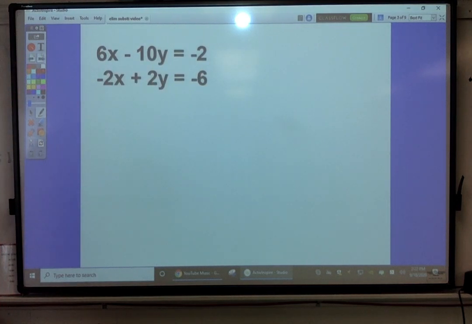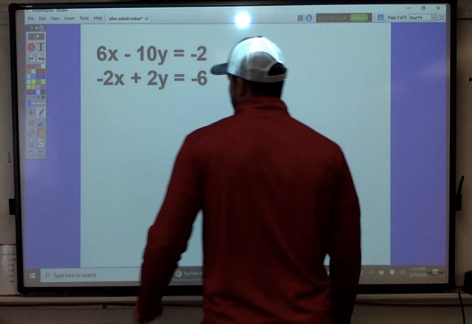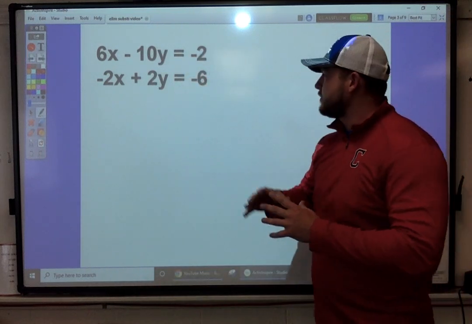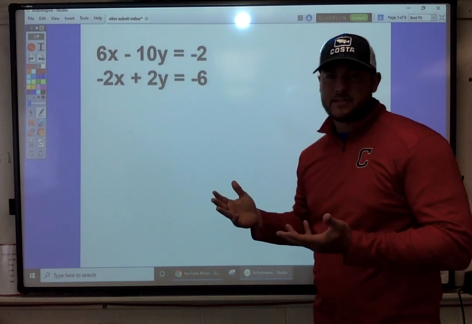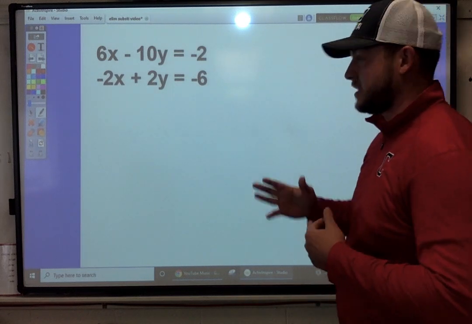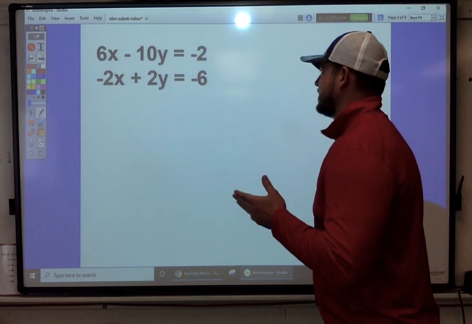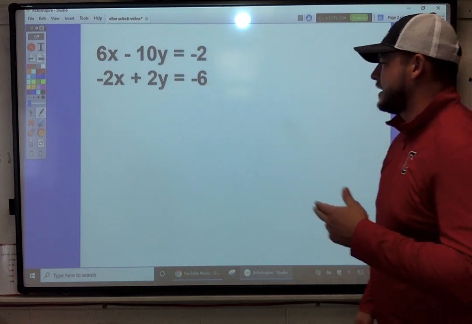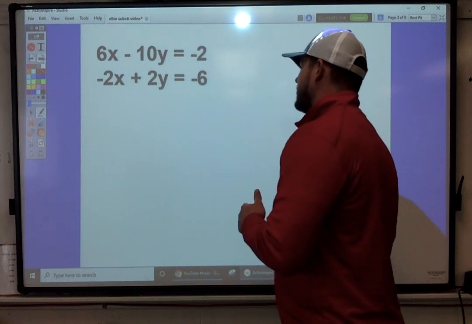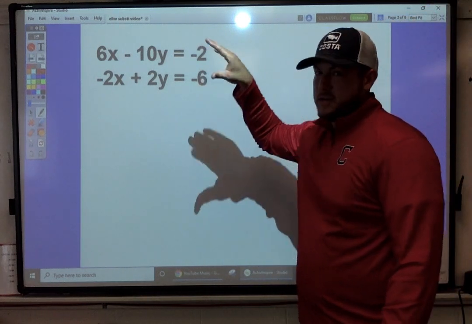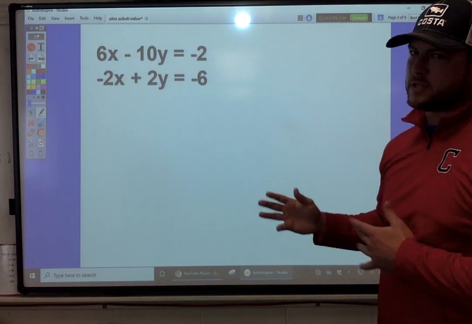There we go. All right, we got another example up here. So I'm looking at my equations right off the start. This is important. If something were to go ahead and be canceled out by simply adding or subtracting, then do that. But if I look up here and check, I got 6x minus 10y equals negative 2, and negative 2x plus 2y equals negative 6. Nothing can cancel out if I just simply added or subtracted the two equations together.